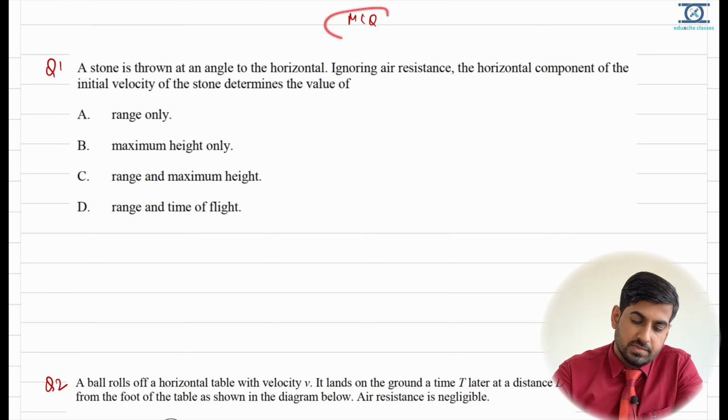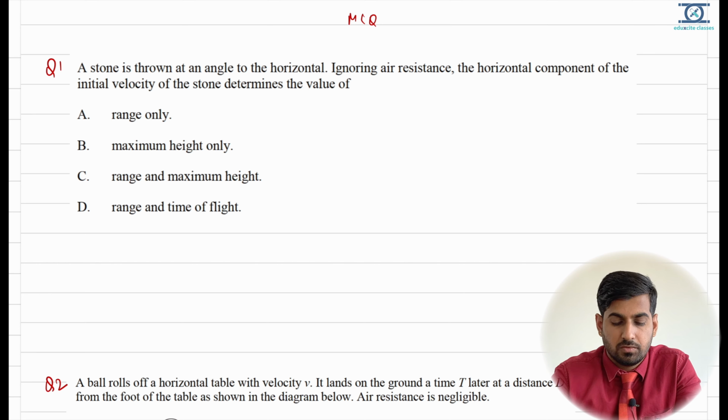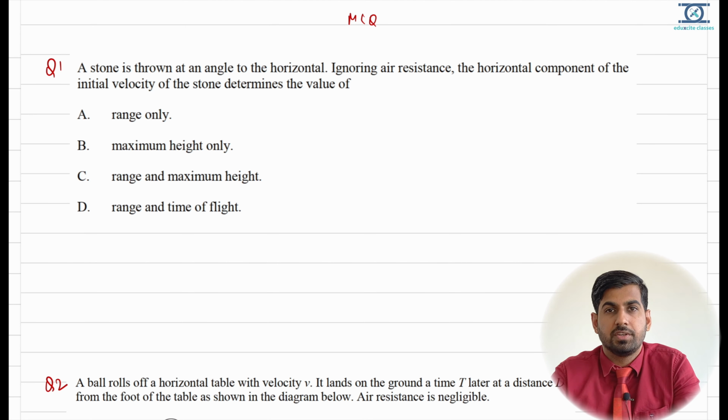Now paper 1 MCQ. I have tried to take some past year paper MCQs related to projectiles. Just pause the video and solve.